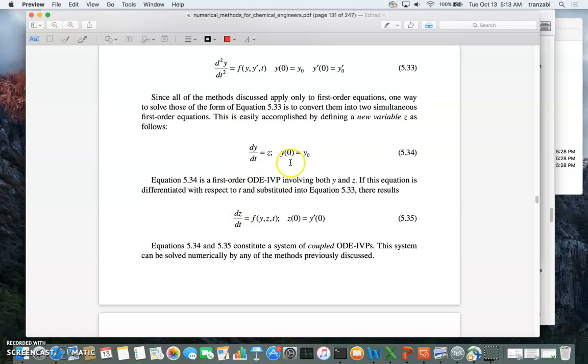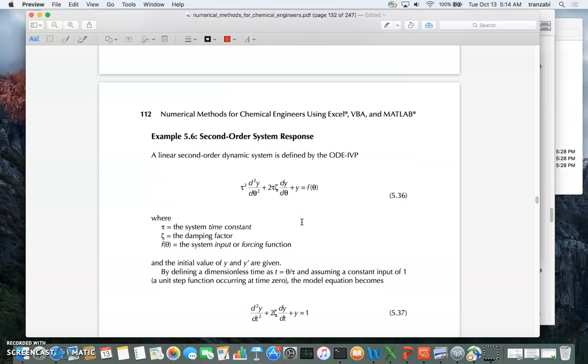Okay, now this is a system with two conditions. One is y at point 0 is y naught, and the other one is z at point 0, which is y prime, right? We know this from before. This is z at point 0. Okay, so two equations, two unknowns. That's pretty much like a system. I should be able to solve it. Let's look at one example.